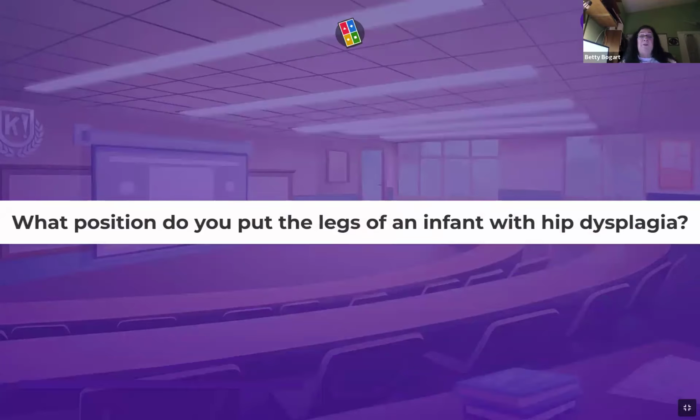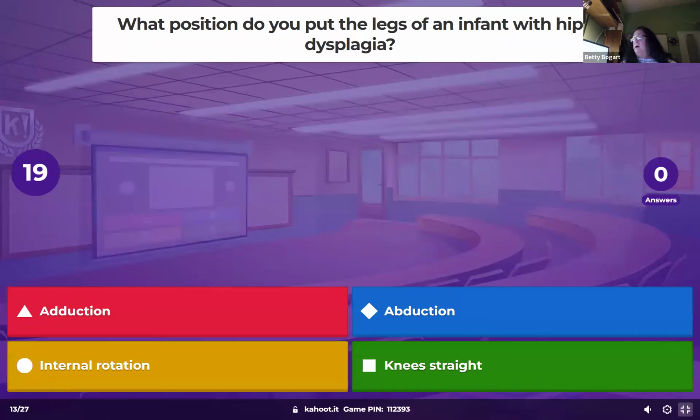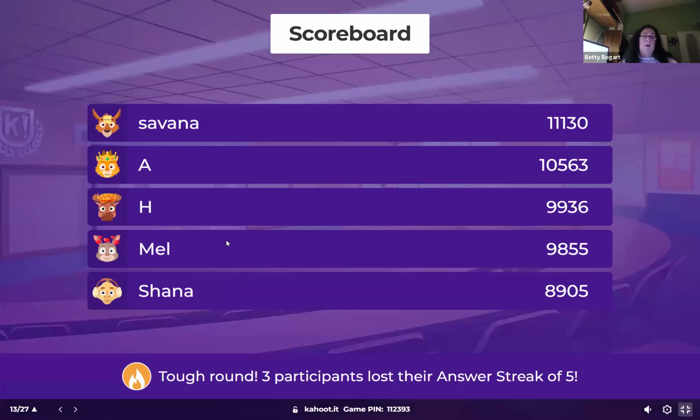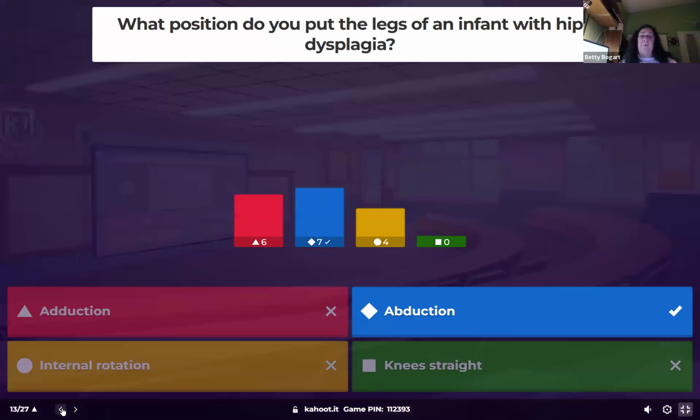What position do you put the legs of an infant with hip dysplasia? So when you have a child with hip dysplasia, you put them in abduction. You have them so they're like a frog, okay? It's called abduction.